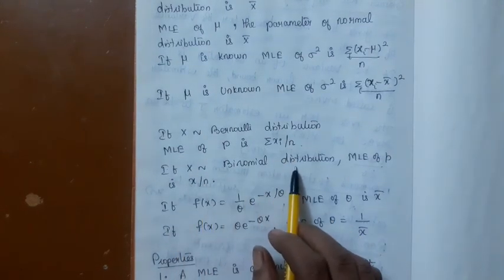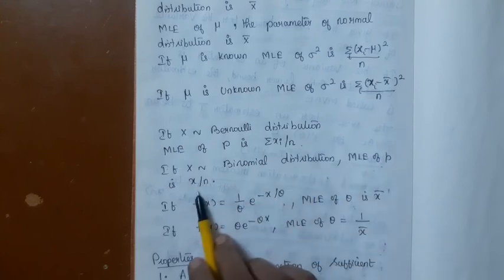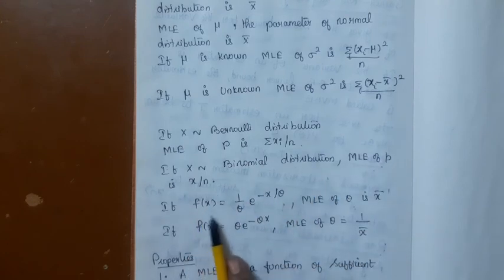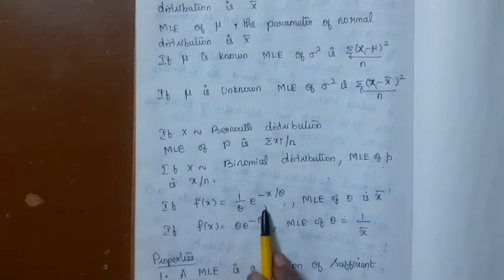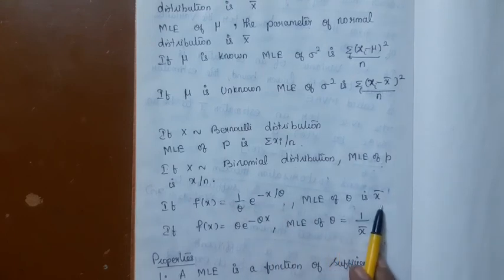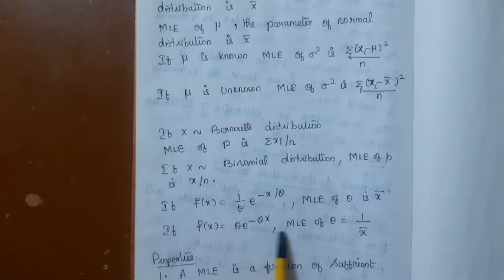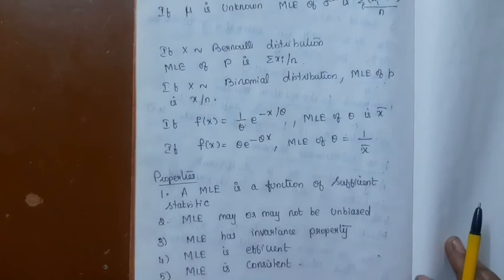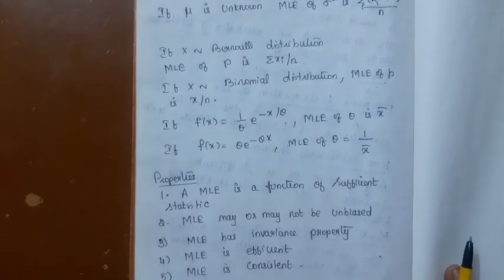If x follows binomial distribution, MLE of P is x by n. And if this is the form of the exponential distribution, MLE is just x bar. If this is the form of the exponential function, MLE of theta is 1 by x bar. Right? These are some points; it will be fine if you remember these.